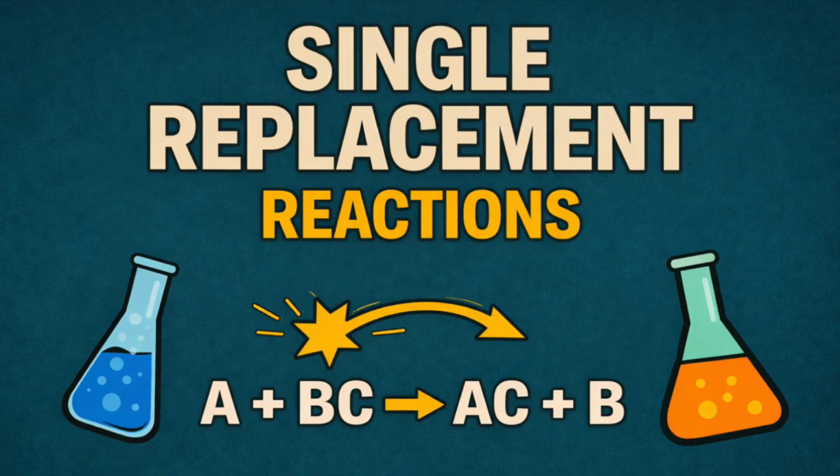In our last lesson, we talked about single displacement, also called single replacement reactions, which followed this general formula, where we have A reacting with BC to produce AC and B. And if you remember, only one element replaces another here.